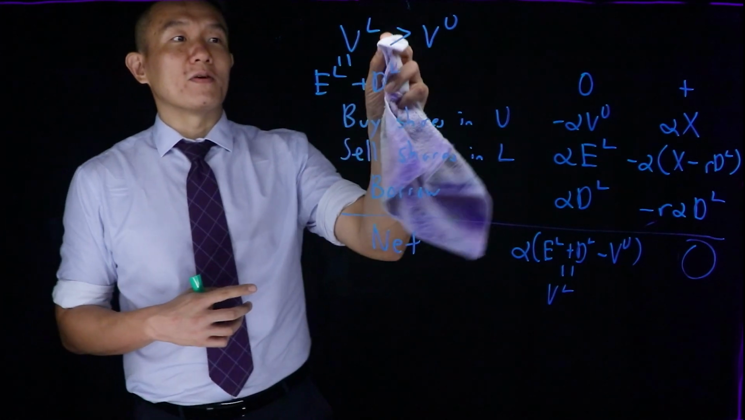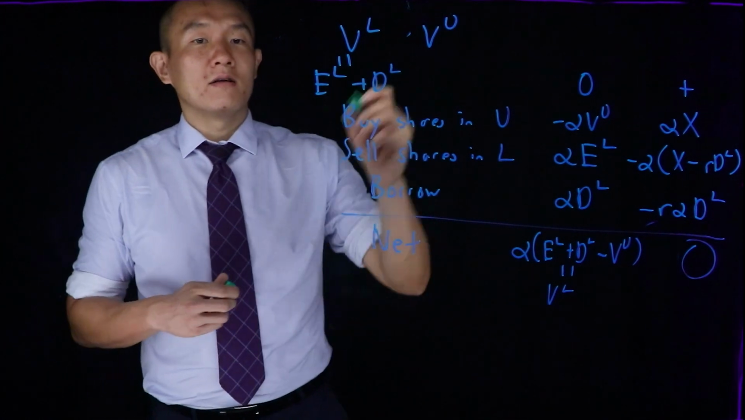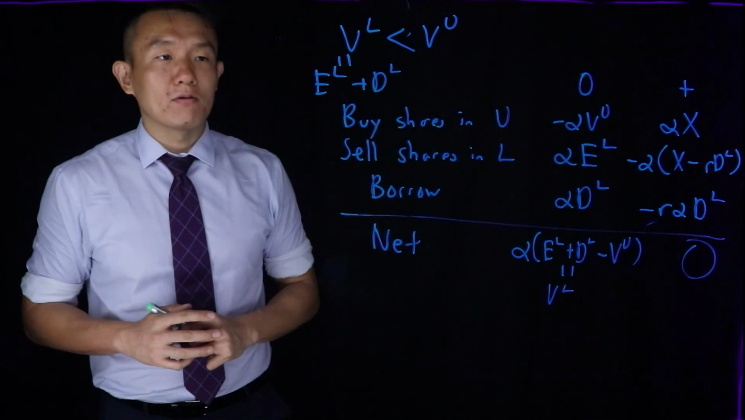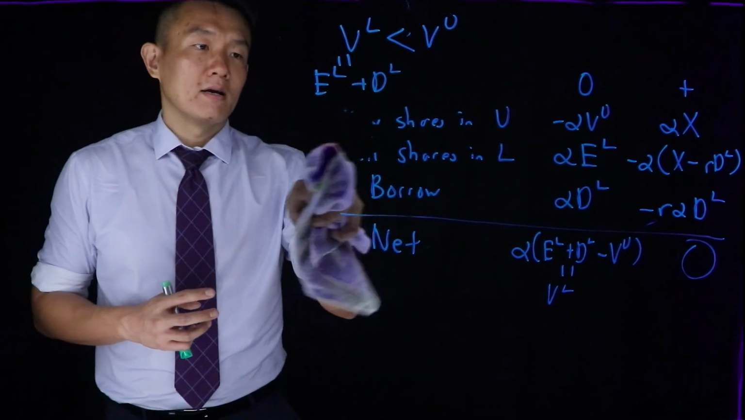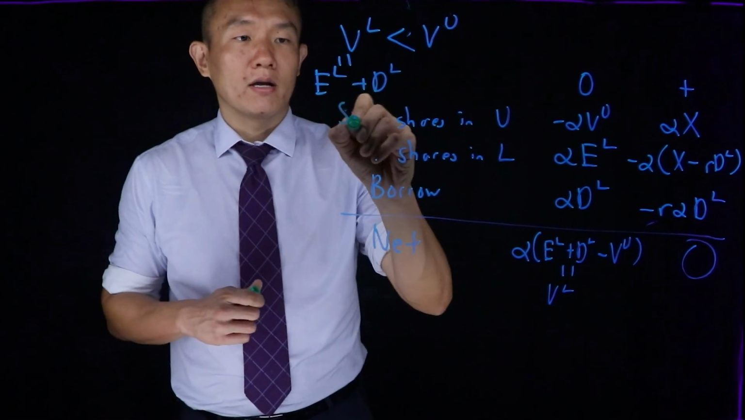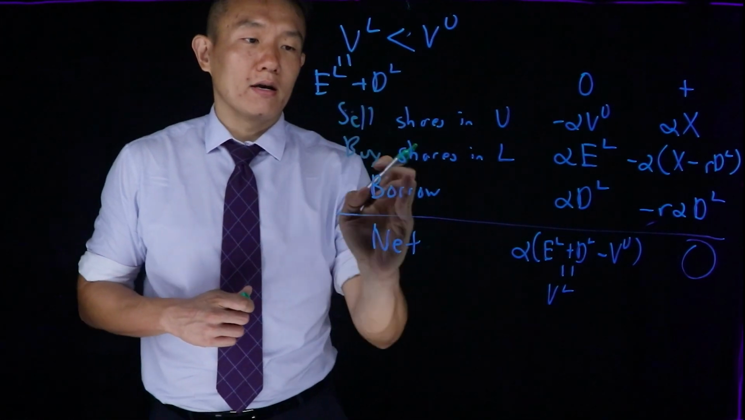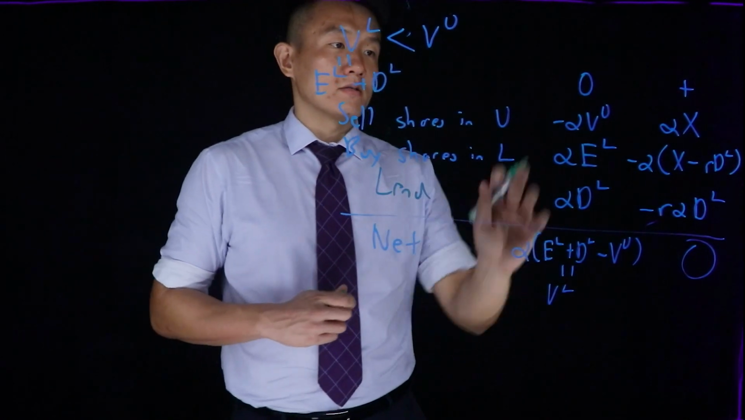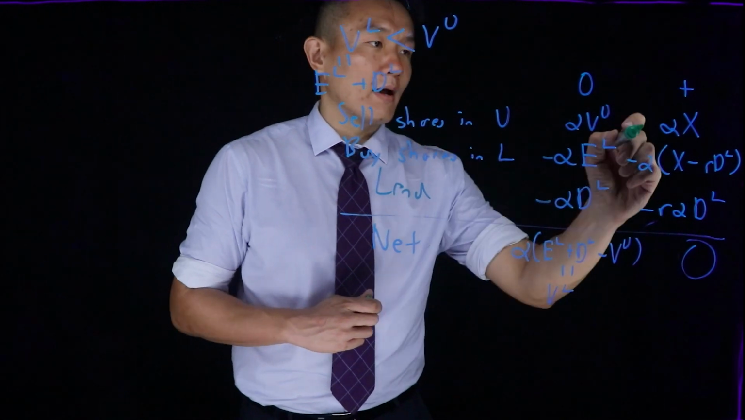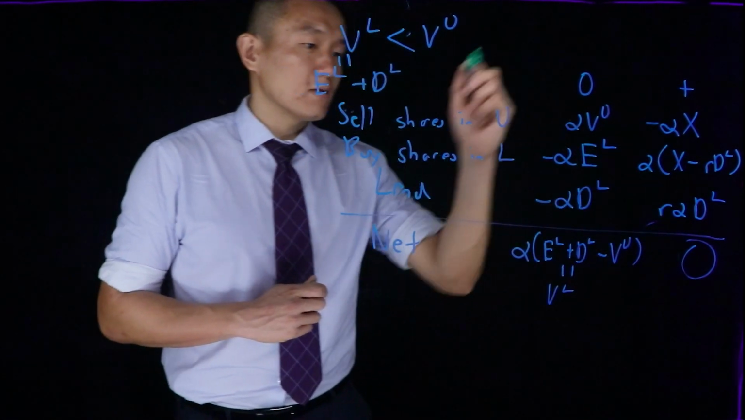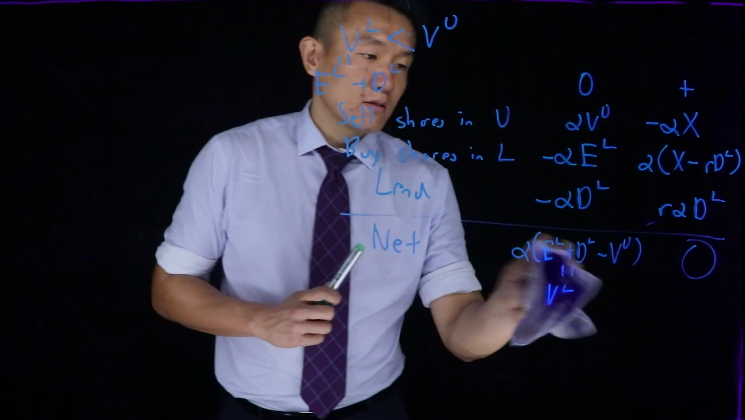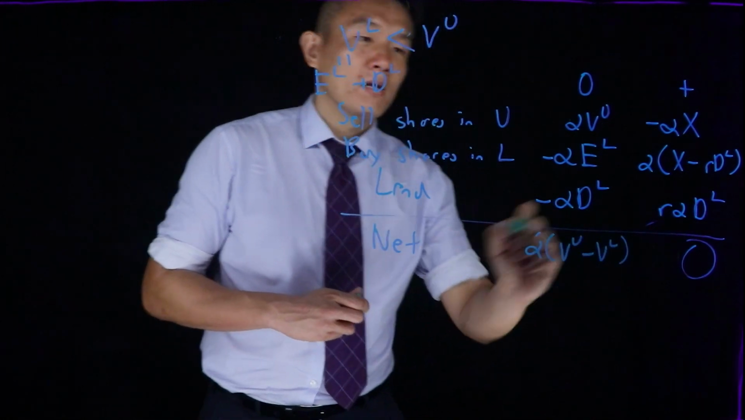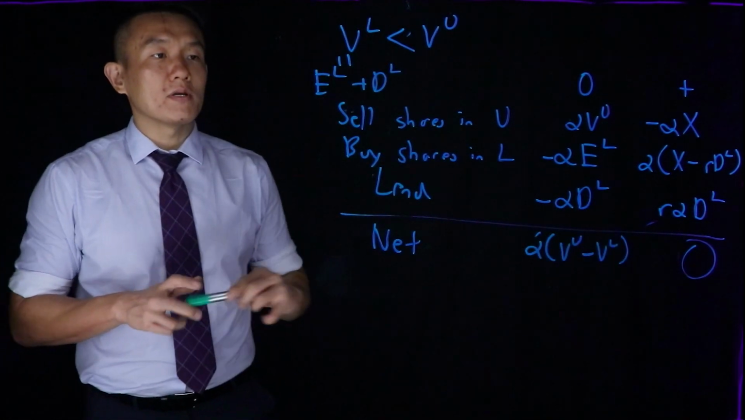Of course, if it were the case that VL was less than VU, I take this and I do everything in reverse. So I sell shares in U, I buy shares in L, and instead of borrowing, I lend. So this becomes a plus sign, minus sign, minus sign, minus sign, plus sign. This all still zeroes out, but this becomes alpha times VU minus VL. Once again, I have an arbitrage portfolio, which is not allowed.